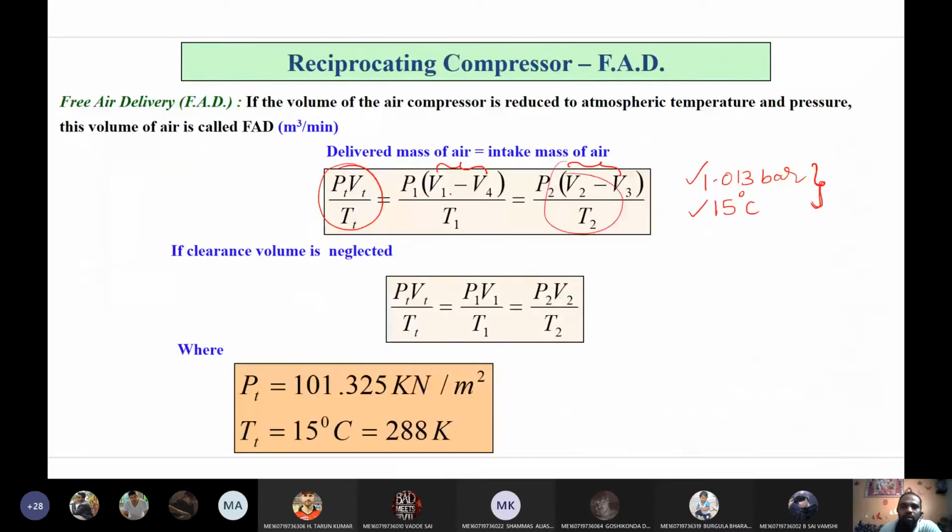PV by T is equal to constant. This is the suction side and this is the delivery side. So these are the pressure corresponding to suction condition, 101.32 kilonewton per meter square. This is nothing but 1 bar only. And this is 15 degrees centigrade. That is the atmospheric conditions.